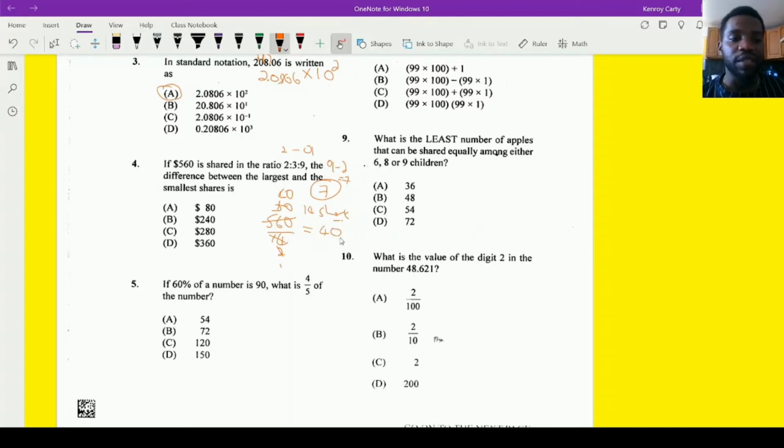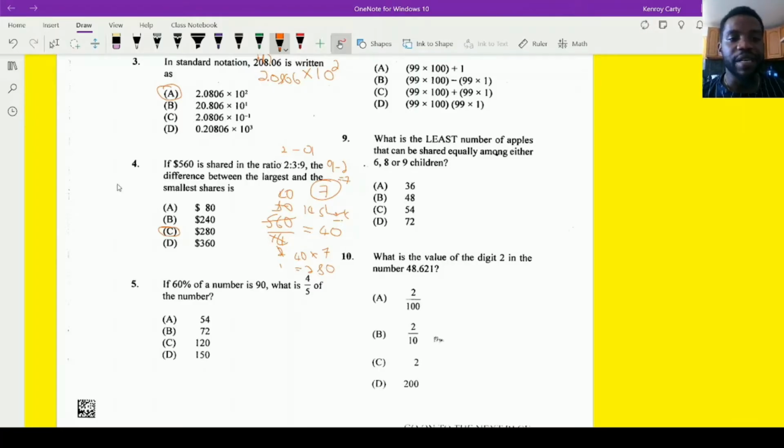Good. Now, once I know one share, I know that the difference between the largest share and the smallest share is 7 shares. So it's going to be 7 of this. So I'm going to go 40 multiplied by 7, which 4 7s is 28. And of course, like normal, 7 times 0 is 0, put back the 0. So you get 280. Alright? That is one way of doing it.